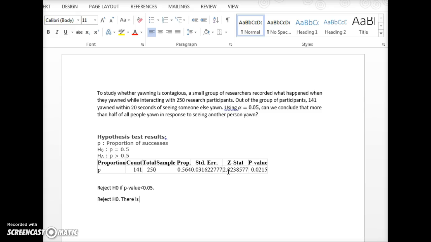There is sufficient evidence to conclude that the proportion is greater than 0.5. In other words, more than half of all people yawn in response to seeing another person yawn.